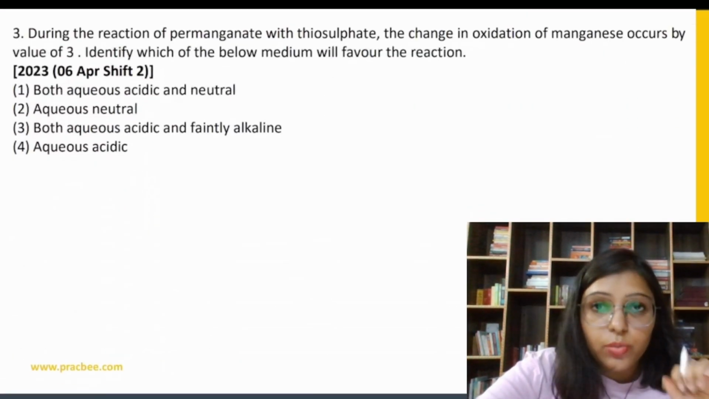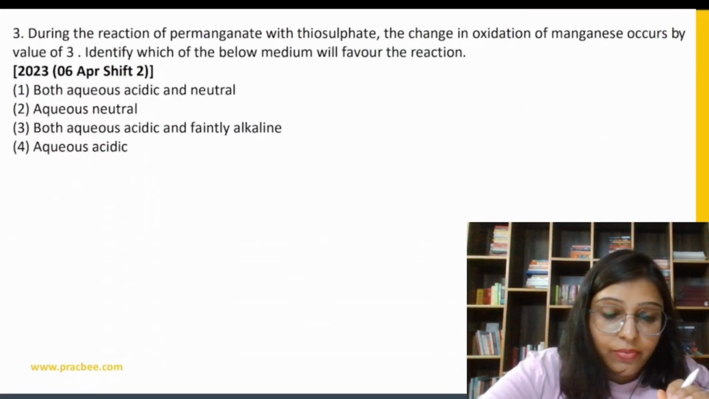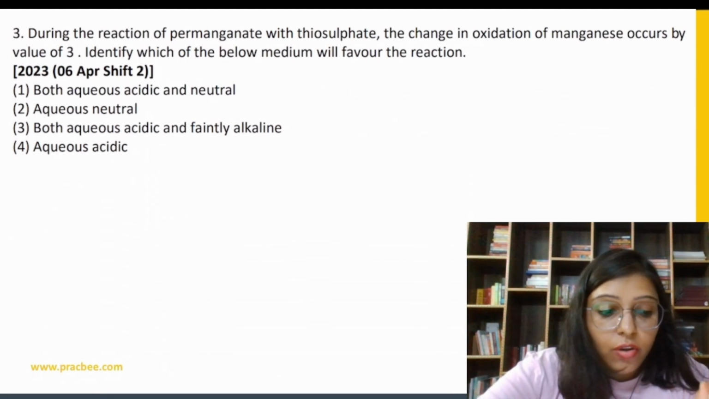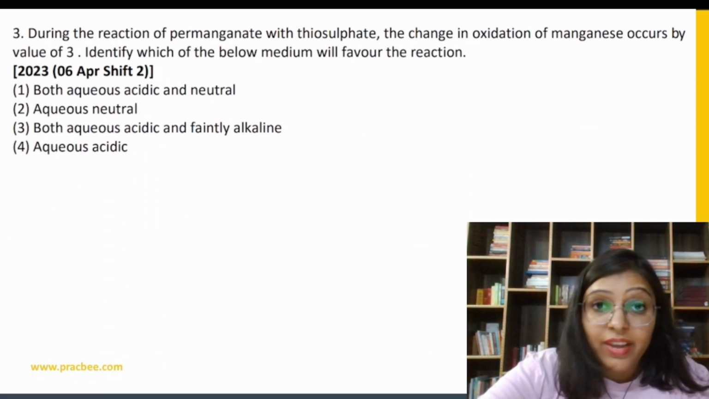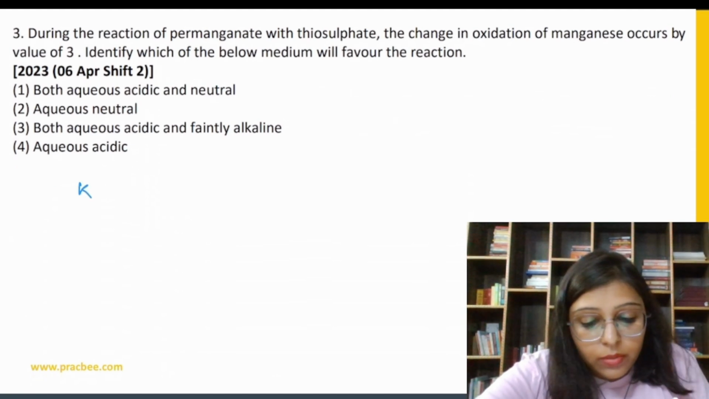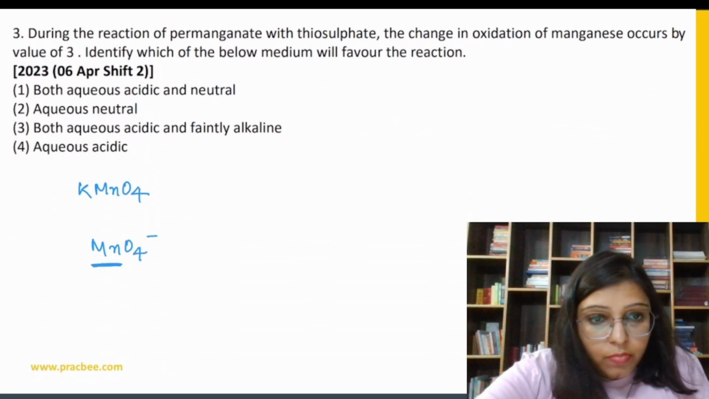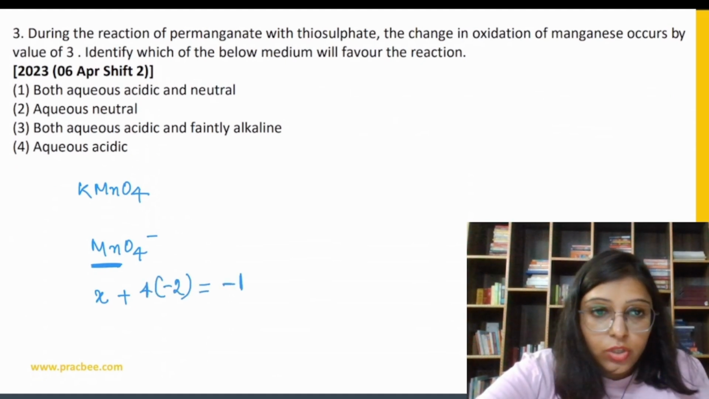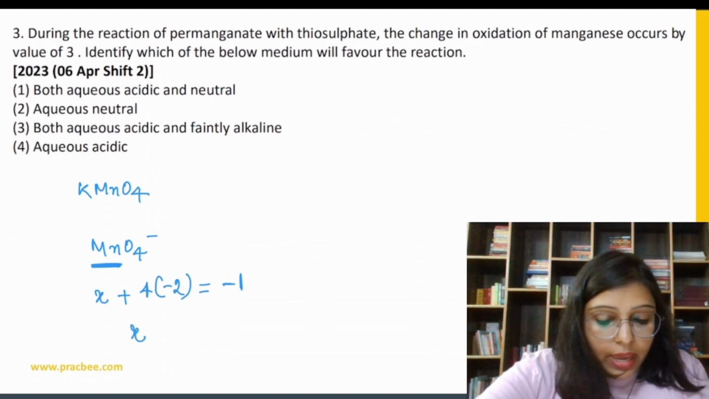The next question says, during the reaction of permanganate with thiosulfate, the change in oxidation state of manganese occurs by a value of 3. Identify which of the below media will favor the reaction. So permanganate is potassium permanganate, KMnO4. If I write permanganate, it is going to be MnO4 minus. So the oxidation state of manganese here is X. Oxygen oxidation state is -2, and it is equal to the total charge on this species, that is -1. So the value of X is going to be +7.